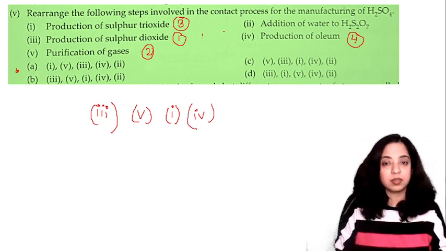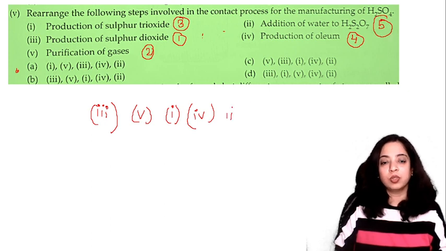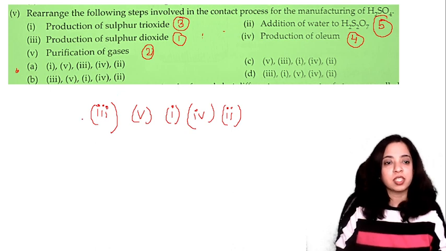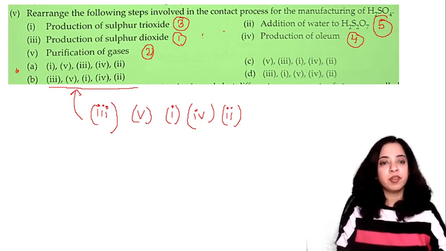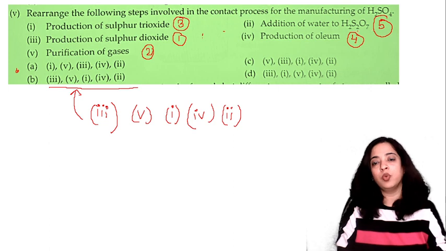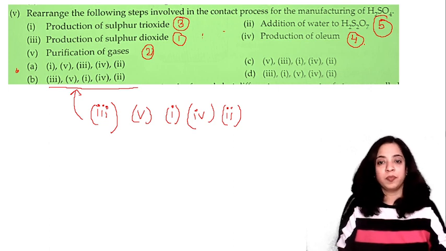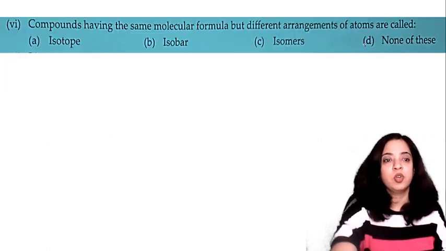And then addition of water to H2S2O7. This is the fifth step. So which option is correct? Just check. Yes, I think option B. Option B is correct. Isn't it? So first you produce sulfur dioxide, then you purify the gas, then we produce sulfur trioxide, then oleum is produced, and then addition of water to oleum H2S2O7. Clear? Chalo, let's go ahead.